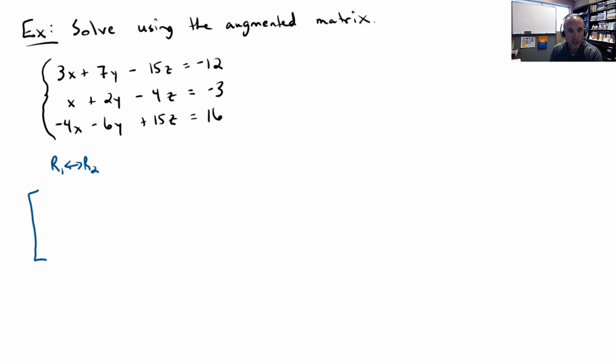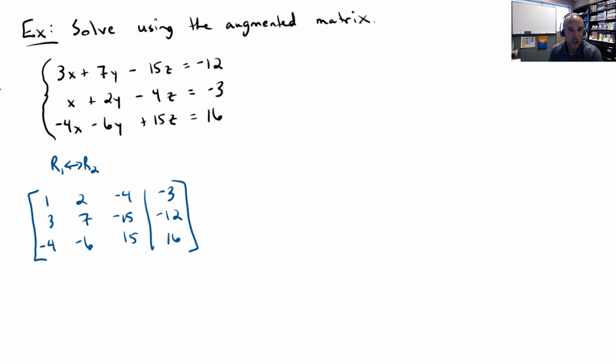So row 1 is now going to be x plus 2y minus 4z equals negative 3. So 1, 2, negative 4, negative 3. And row 2 is now going to be 3, 7, negative 15, negative 12. And row 3 doesn't change: negative 4, negative 6, 15, 16.